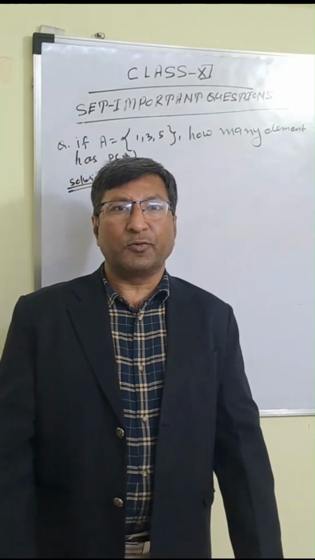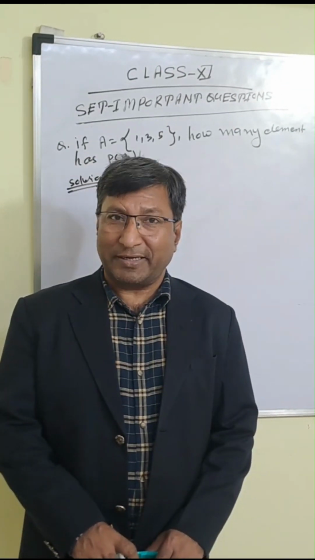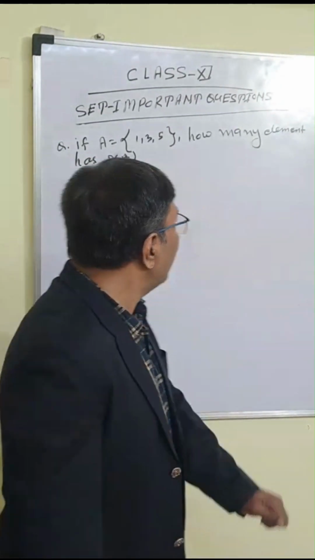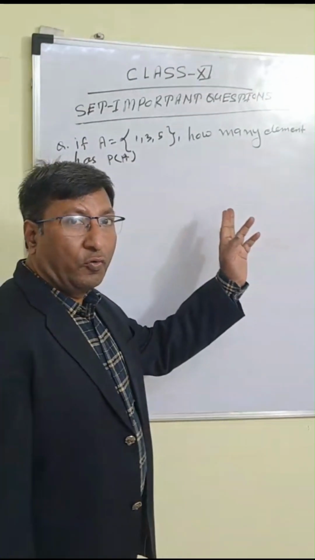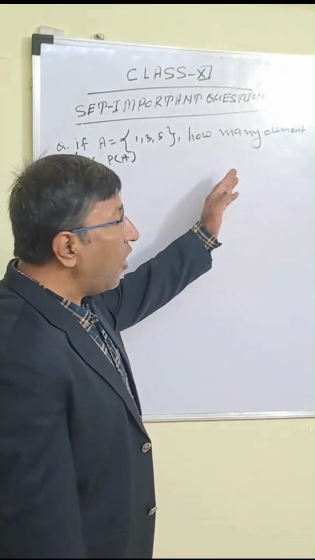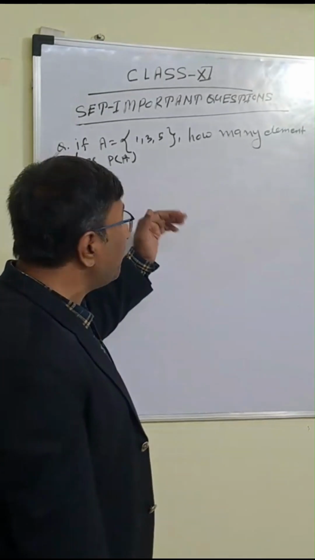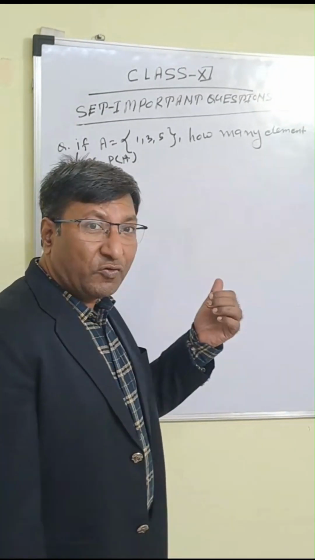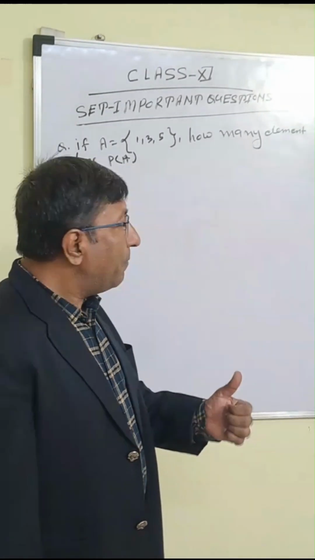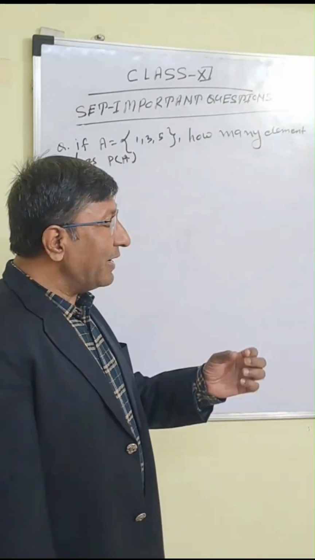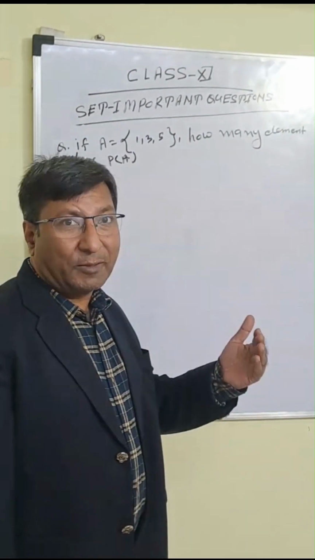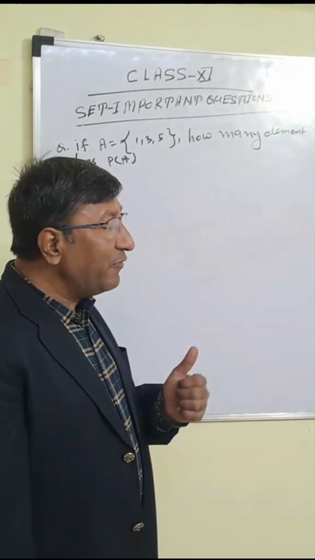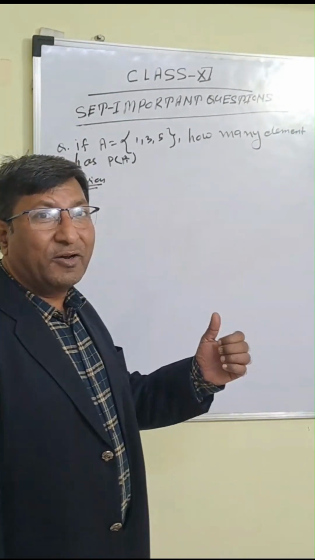Most important question of class 11 set. Let us see the question. Question is what? If A = {1, 3, 5}, how many elements has P(A)? So P(A) is what? Power set of A. Power set is what? That is the set of subsets. That means indirectly we have to find the total number of subsets.